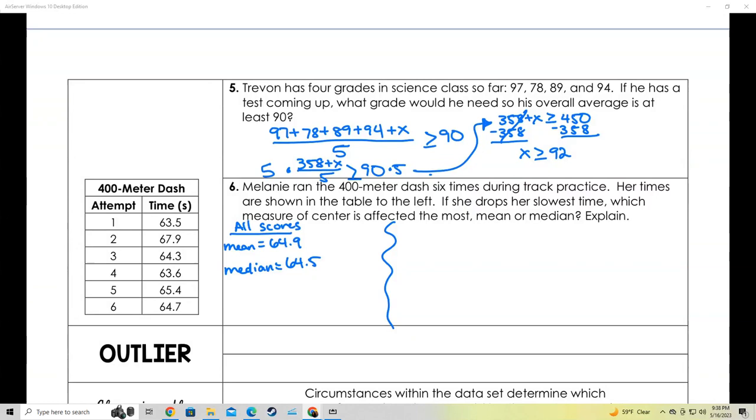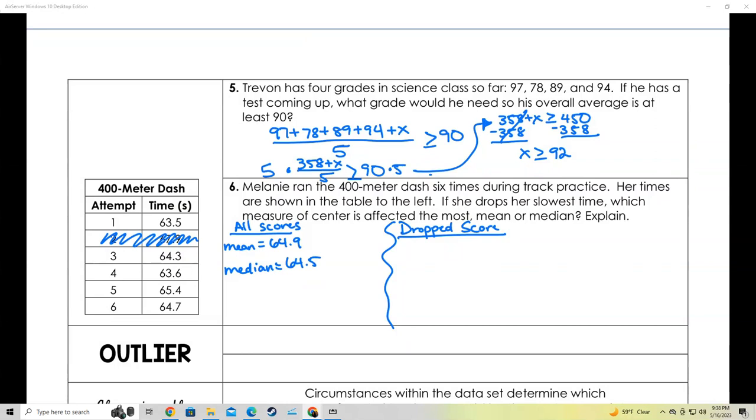All right, so now what are we going to do? We are going to drop her slowest time. So that's kind of weird because her slowest time is actually the number that's the biggest. So if I were to drop her slowest time, that means I would look for the biggest one, which means that 67.9, we're going to get rid of it. Why are we getting rid of it? Because we're dropping her slowest time.